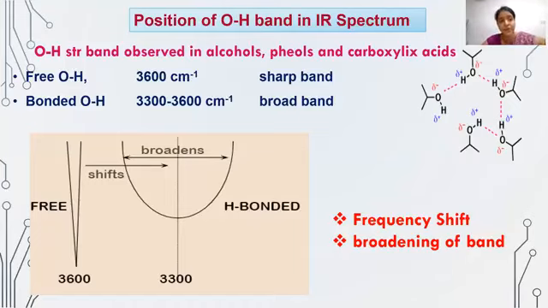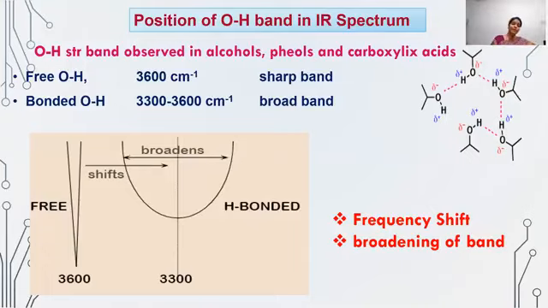And free OH means when alcohols are in vapor state or the solution of alcohol is very dilute. That means the molecules of the alcohol are far apart from each other, and there is no intermolecular interaction. On going from free OH to bonded OH, 2 changes take place. First is the frequency shift: OH absorption shifts from 3600 to 3300 centimeter inverse. And second, the sharp band is converted into a broad band.